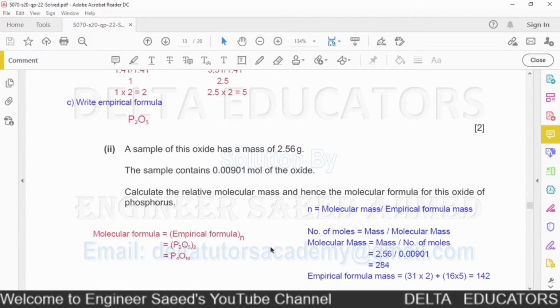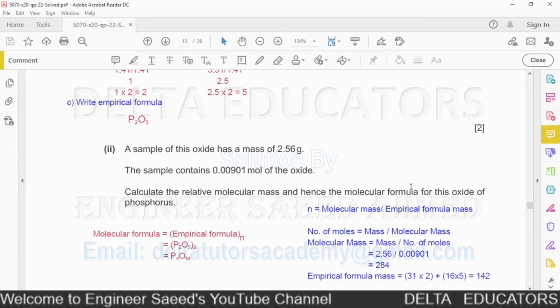Now what about the molecular formula? The second thing that we have to find out is the molecular formula. Molecular formula is given as empirical formula multiplied by ratio n. What is ratio n? Ratio n is equal to molecular mass over empirical formula mass. To find the value of n, we should know the molecular mass and the empirical formula mass. The molecular mass of the compound we have just calculated, it is 284.